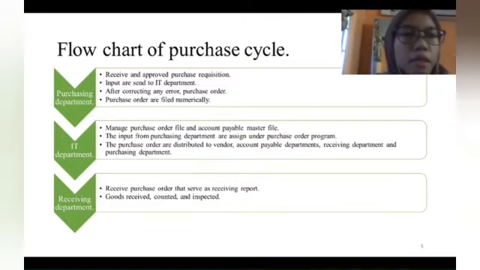Next is receiving department. Receiving department receives purchase order that serves as receiving report. Basically, receiving report is a copy of purchase order, but the quantities are omitted. Then, receiving department receives the goods, counts the goods, and inspects the goods.